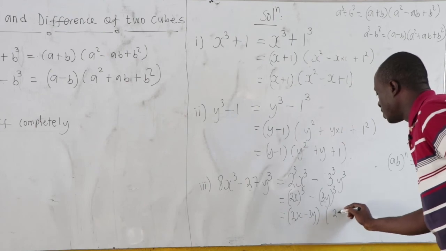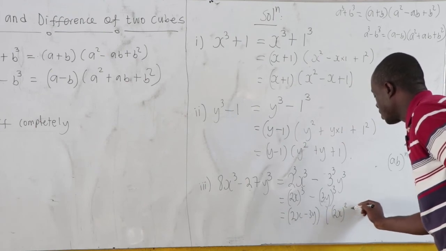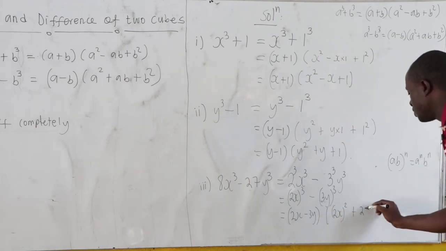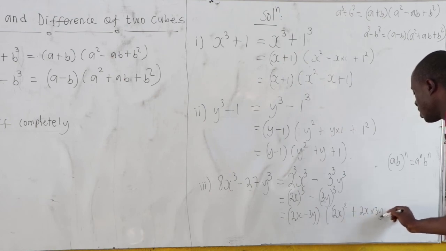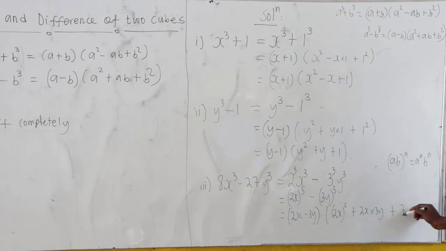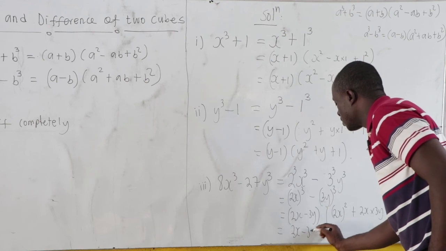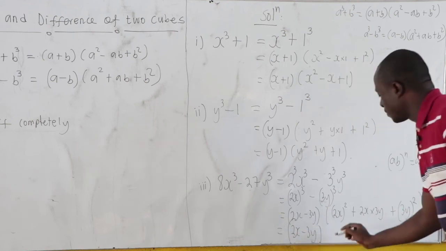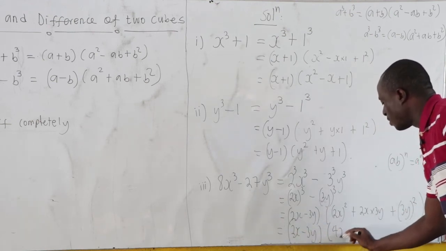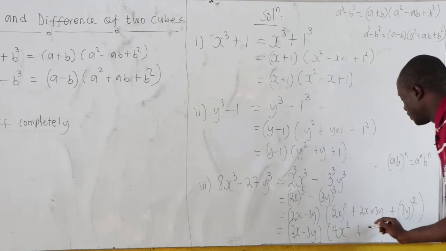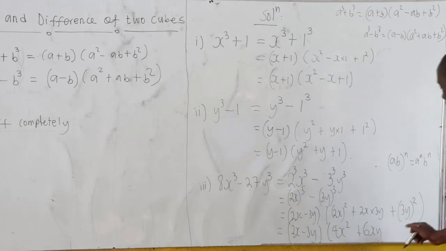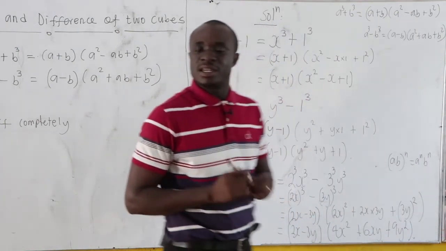And then the other one is what? a squared plus ab. So that is (2x) squared plus 2x times 3y, then plus b squared, (3y) all squared. So from here we have (2x minus 3y). And this becomes what? 4x squared, 2 times 3, 6xy. And what do you have here? Plus 9y squared. Very, very easy and interesting.